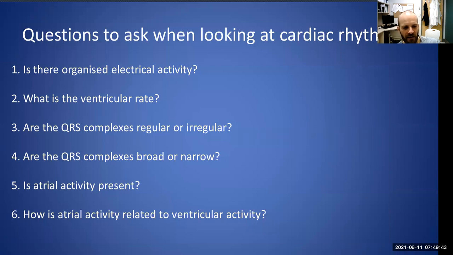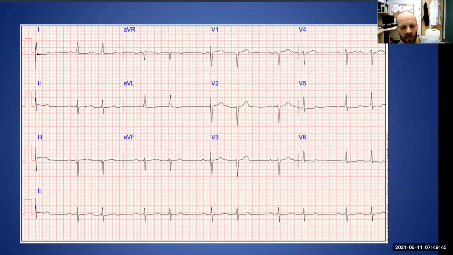Is atrial activity present? And how is it related to the QRS complexes? Well, we've got P waves here. P wave, P wave, P wave, P wave, P wave, P wave. In fact, I've helpfully marked them all out for you here. So we've got regular P waves, but we've got irregular QRS complexes.